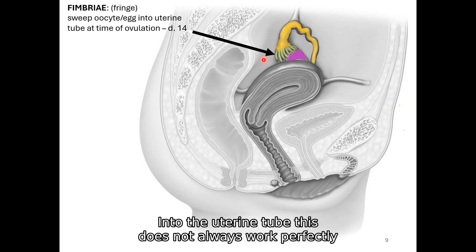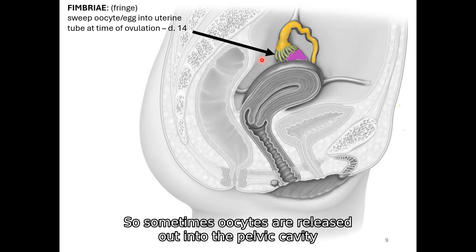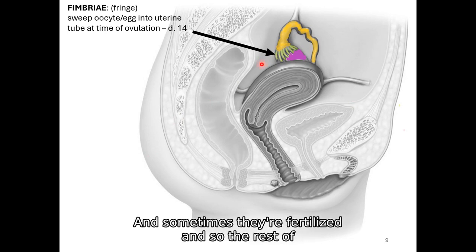This does not always work perfectly. So sometimes oocytes are released out into the pelvic cavity, and sometimes they're fertilized.